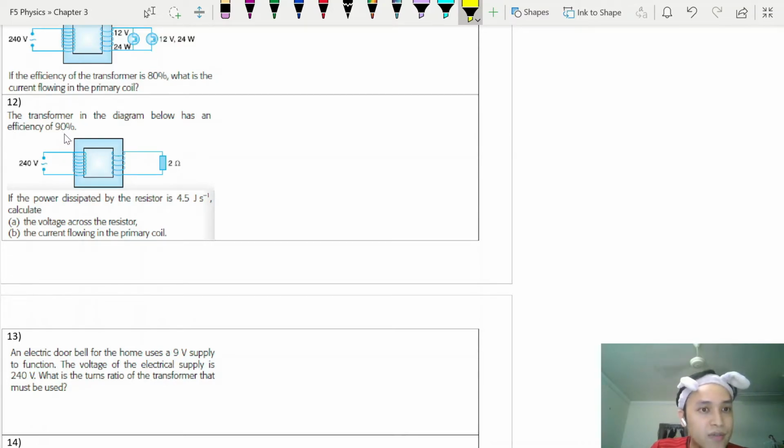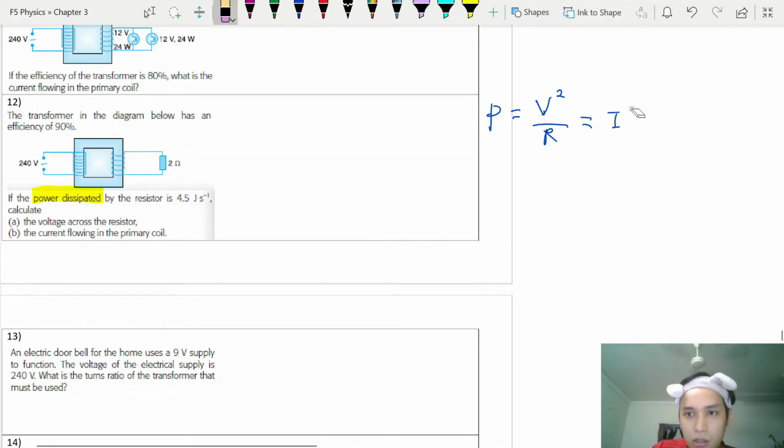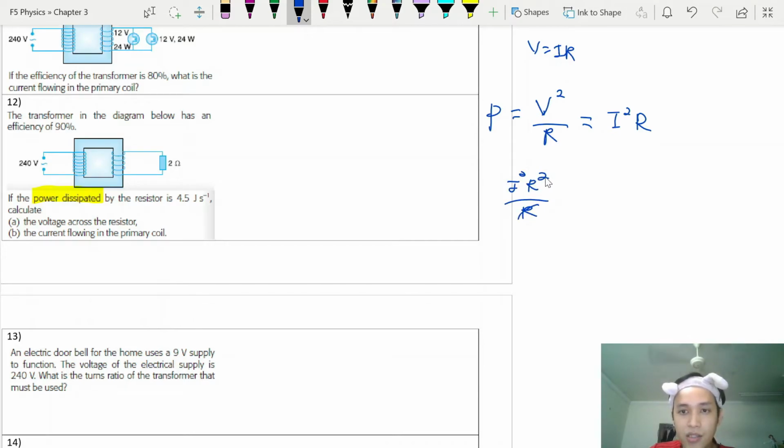Efficiency 90%, meaning I need to use the efficiency formula. Power dissipated. If you see the word power dissipated, meaning the formula that we normally use is the V squared over R formula. If I want to calculate the power dissipated, it's either this or I squared R. Because if I were to put in V equals to IR into this formula here, it will become I squared and R squared over R. If you cancel off, you will get I squared R. That is how we get this. Just know that for power dissipated, we use this formula, I squared R.